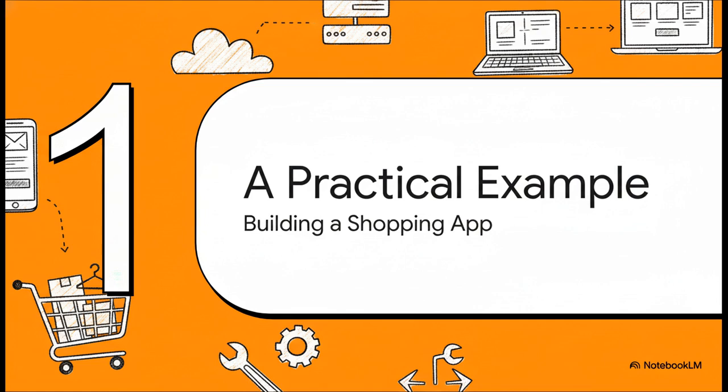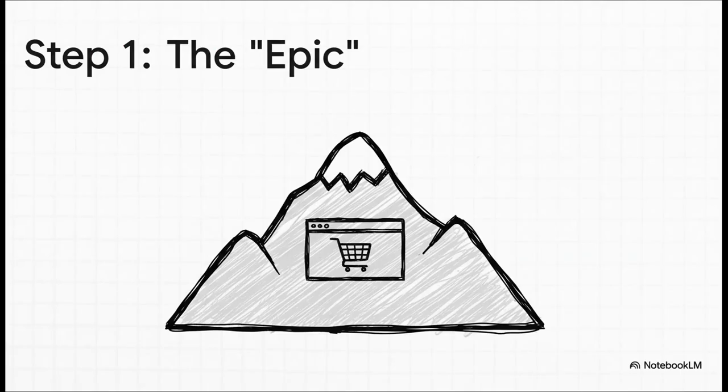Okay, talking about features is one thing, but let's make this real. Let's walk through an example to see how this all clicks together. Imagine we're on a team and our mission is to build a brand new online shopping app. Every great project starts with a big, ambitious idea, right? In Azure Boards, we call this an epic. Think of it as the 30,000-foot view, the main goal. For our team, the epic is simple but huge. Create an online shopping system.